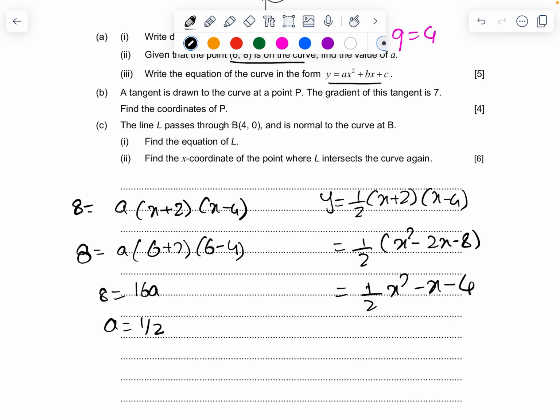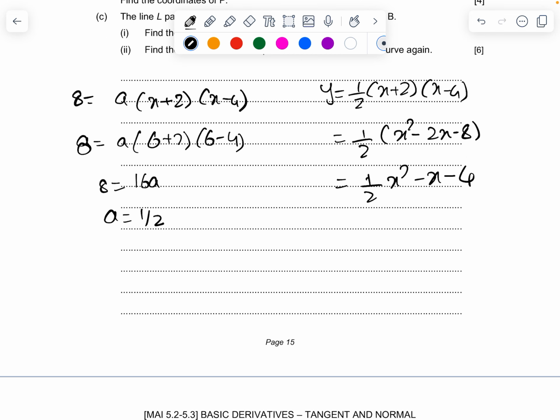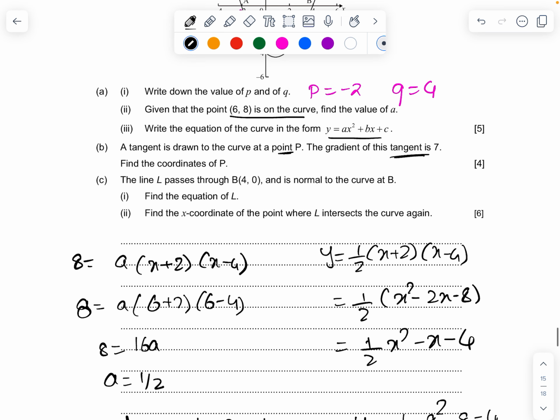A tangent is drawn to the curve at a point P. The gradient of the tangent is 7. Find the coordinates of P. First of all, find the gradient. Gradient dy by dx will become half times 2x minus 1, which is x minus 1. But that equals 7. So x equals 8. Plug in x equals 8. 1 upon 2 times 8 square minus 8 minus 4, which is 20. So the point is 8, 20.